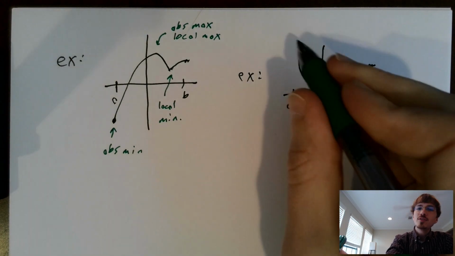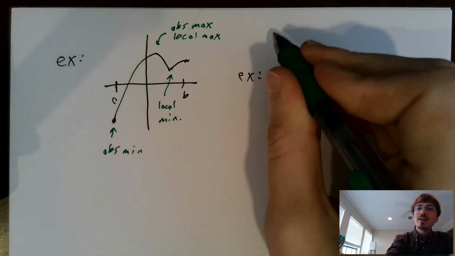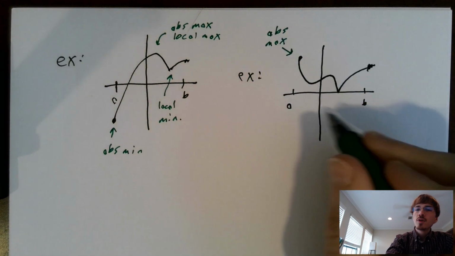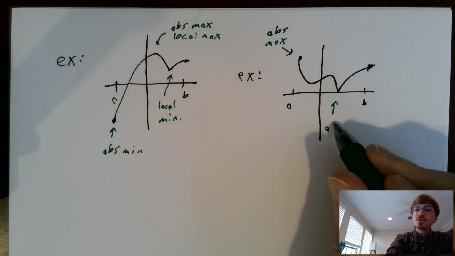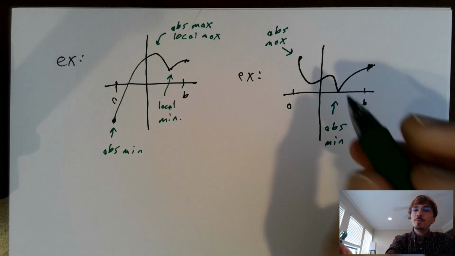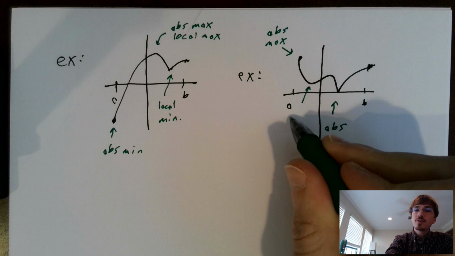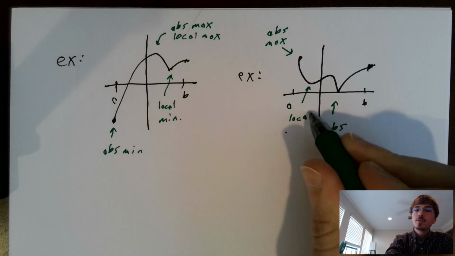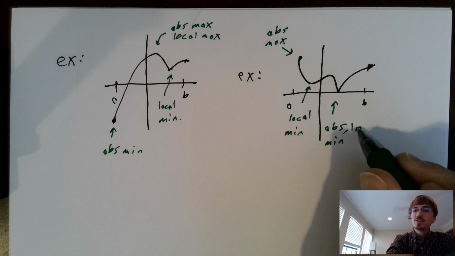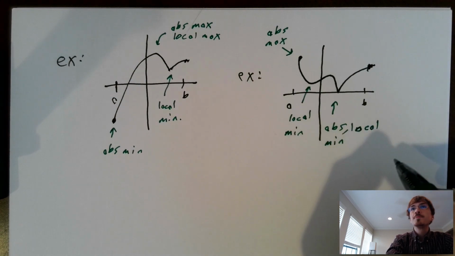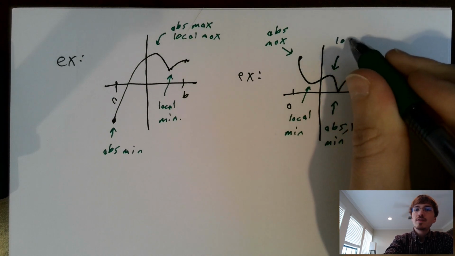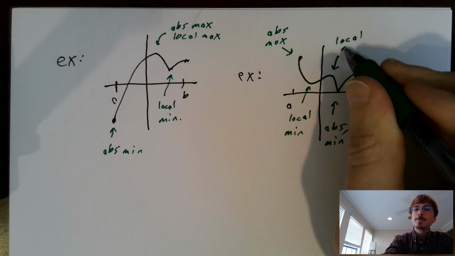So it looks like here we have an absolute max. This looks like our absolute min. And for our local minimums, we have a local min here, and we have a local minimum down here at this cusp. We also have a local max, this little mountaintop.